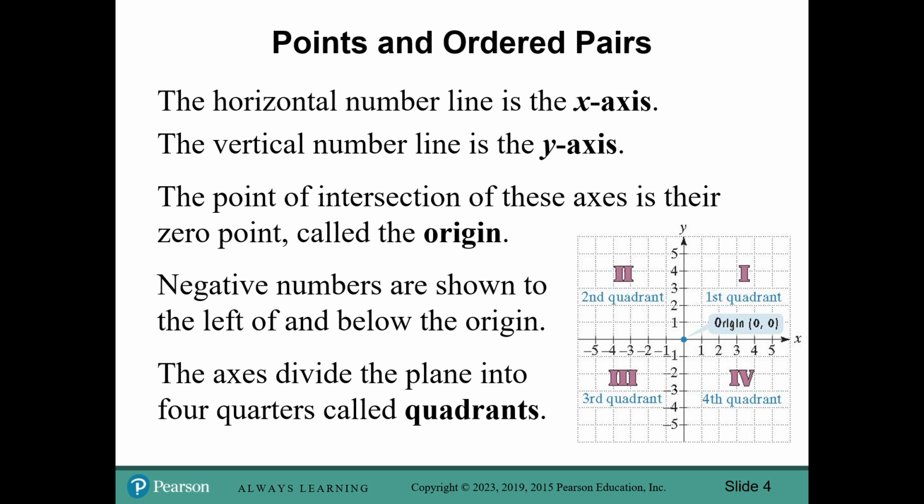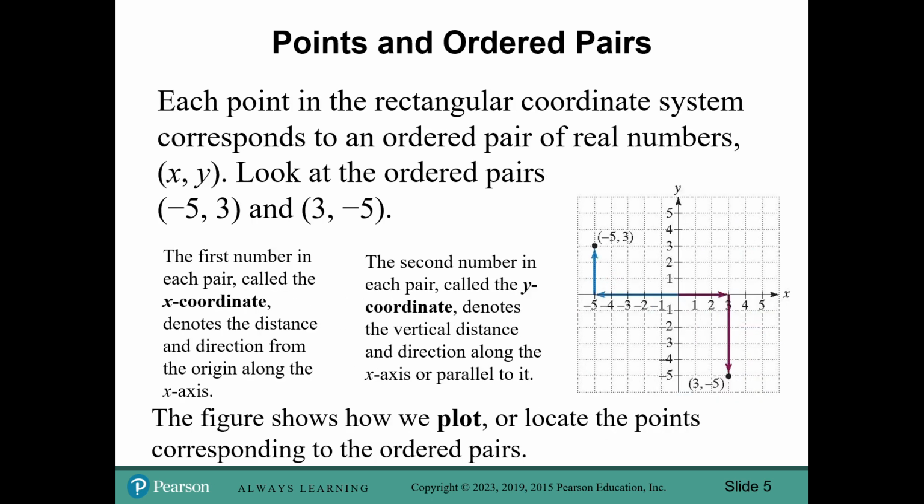So what we can see is the coordinate plane over here to our right hand side. We have our first quadrant, second quadrant, third quadrant, fourth quadrant. We have our origin here at 0, 0. We have our x-axis and our y-axis. Each point in the rectangular coordinate system corresponds to an ordered pair of real numbers, x, y.